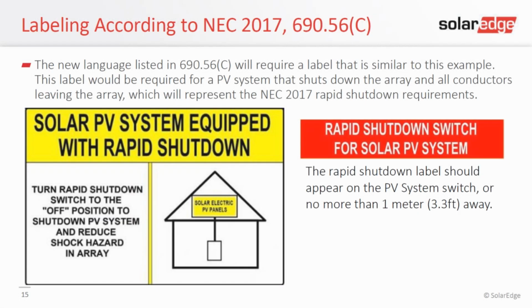Labeling for rapid shutdown changed a little bit in the 2017 code. The label you see here, "Solar PV system equipped with rapid shutdown, turn the rapid shutdown switch to the off position to shut down the PV system and reduce shock hazard in array," tells the first responder that there is less than 80 volts under the array.